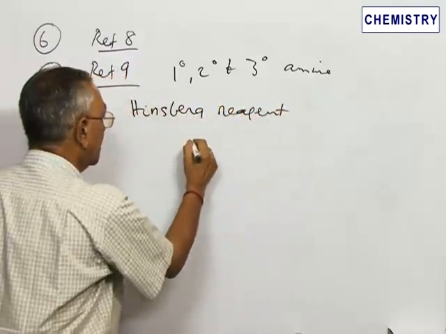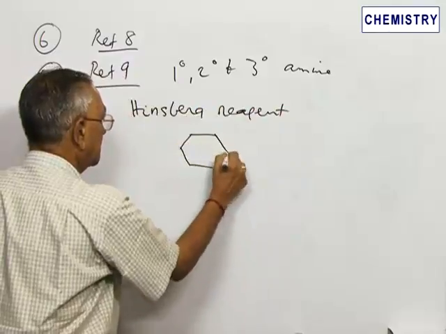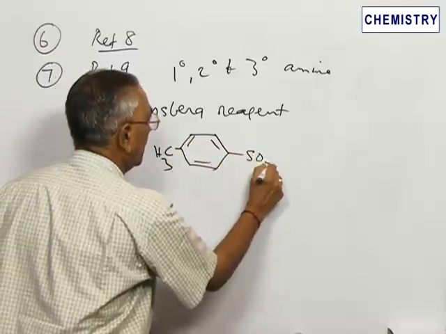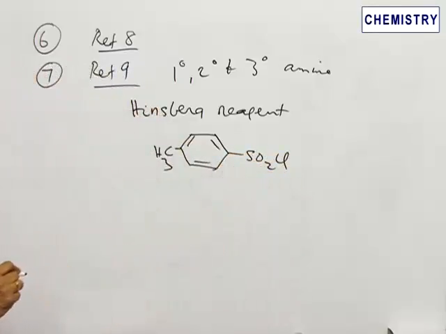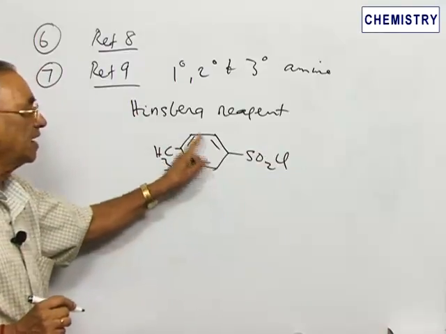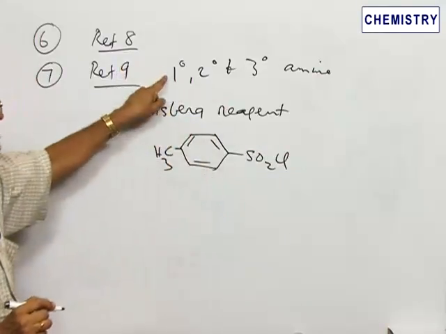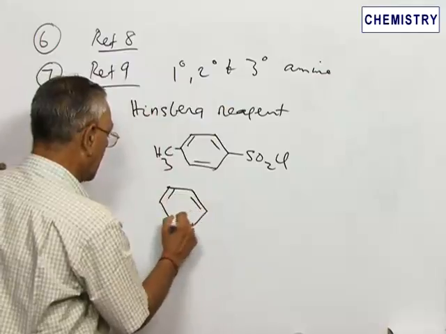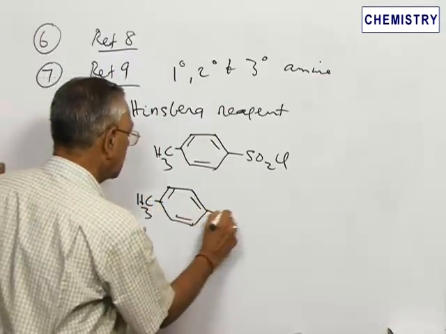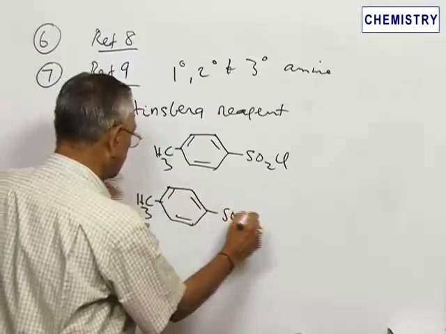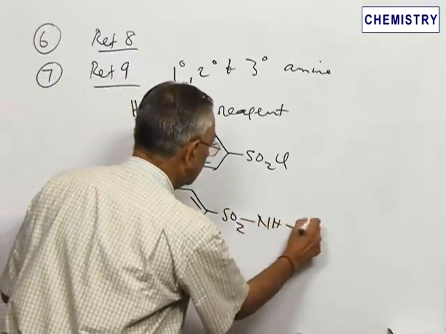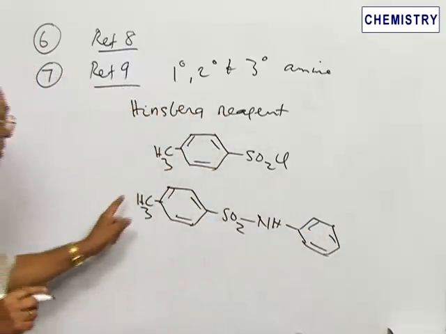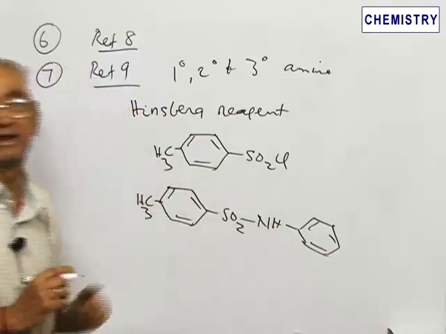What is meant by this Hinsberg reagent? Hinsberg reagent is nothing but para-toluene sulfonyl chloride, or sometimes even benzene sulfonyl chloride. We will take it as para-toluene sulfonyl chloride. This reacts with amines. Supposing it reacts with a primary amine, say aniline, this will lead to the formation of a sulfonamide, C6H5 NH with the para-methyl benzene sulfonyl group. This is known as the para-toluene sulfonamide of aniline.